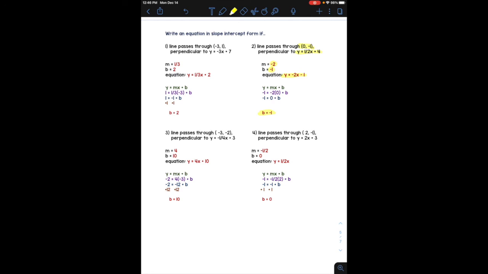Lastly, number 4, their equation has a slope of positive 2. Since their slope is positive, mine will be negative, and the reciprocal of 2 would be 1/2. So our slope we're going to use is -1/2. When I plug it into slope-intercept form, including the ordered pair 2, -1, we find that b, or the y-intercept, is 0. Therefore, our equation will be y equals -1/2x.